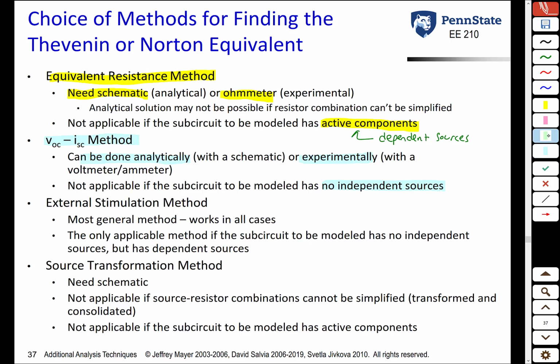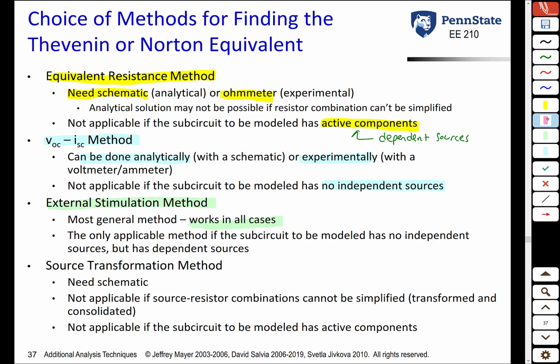The third approach can always be used, and that is the external stimulation method. It always works. Specifically, if you have a circuit that has dependent sources but no independent sources, you must use this external stimulation method. And once again, it can be done analytically with a circuit diagram or experimentally. You can take the circuit and apply an external voltage or current source and measure the current through the voltage source or the voltage across the current source.